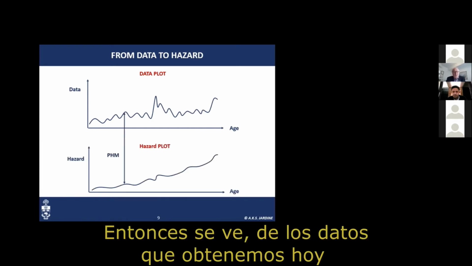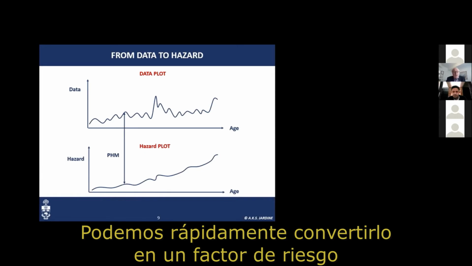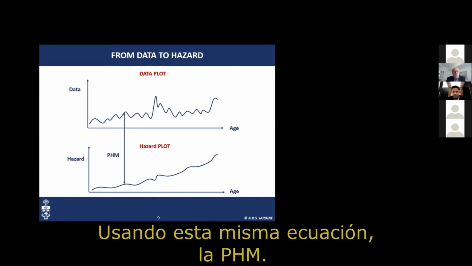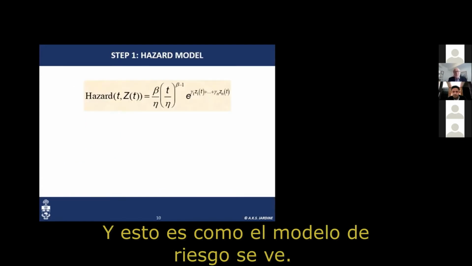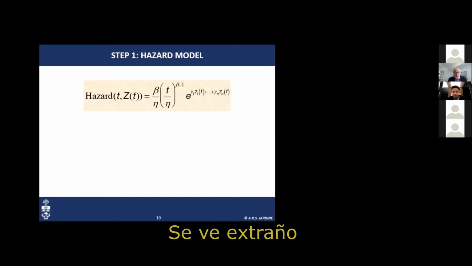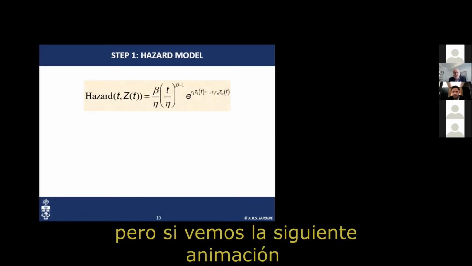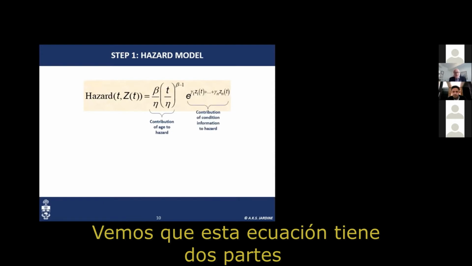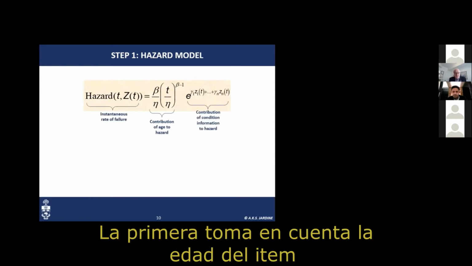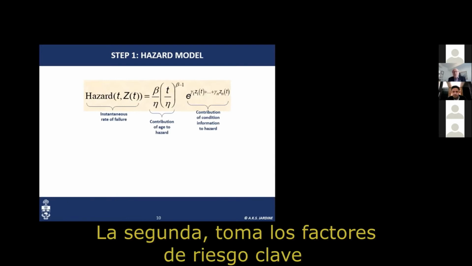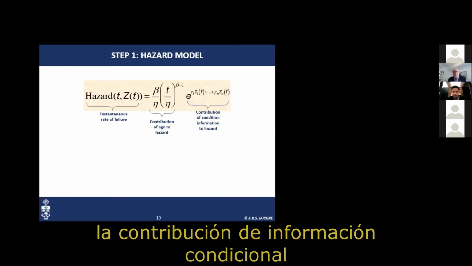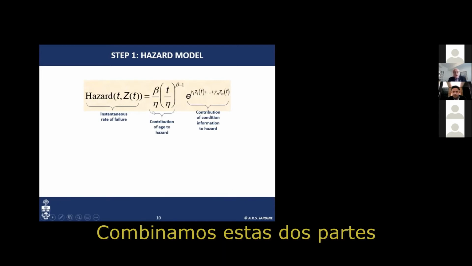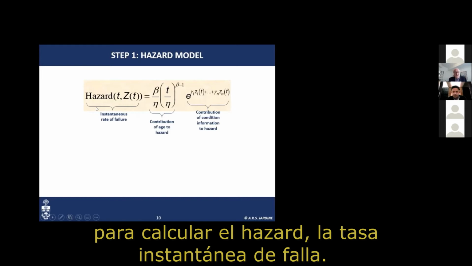So you see, from the data we get today, we can very quickly convert it to a risk factor using this equation called a proportional hazards model. And this is what a hazard model looks like. It looks awkward, but if we bring up the next animation, you'll see that this equation has two parts to it. The first part takes into account the age of the item. The second part takes into account the key risk factors, the contribution of condition information to hazard, and we combine these two bits together to calculate the hazard, the instantaneous rate of failure.